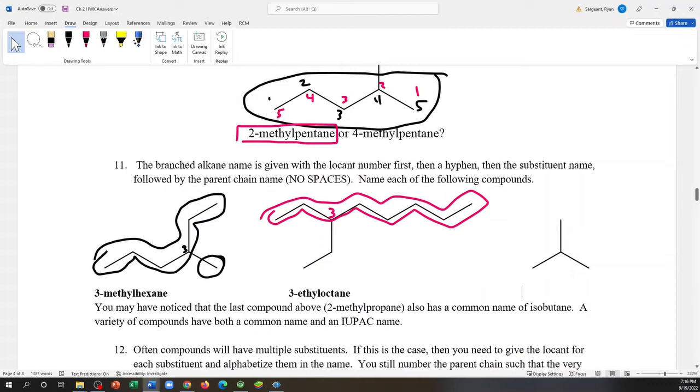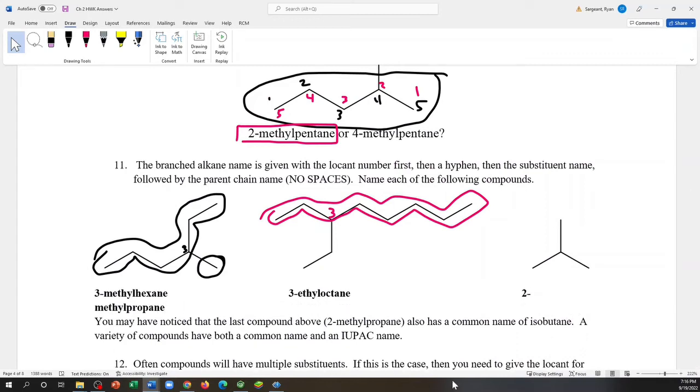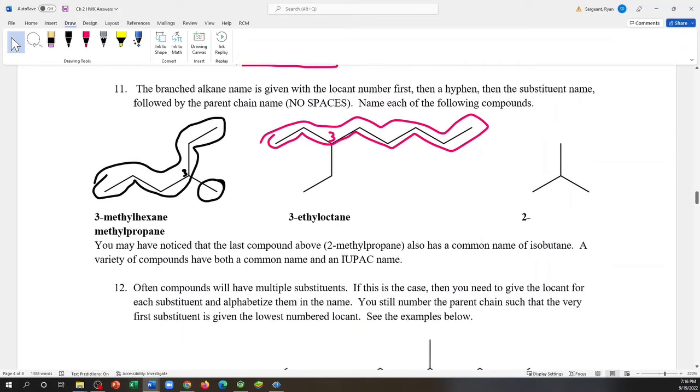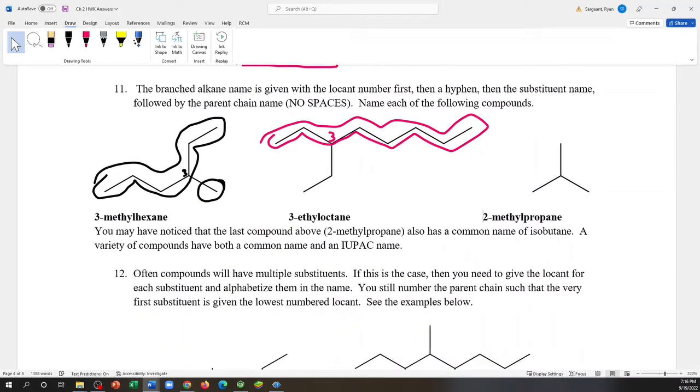You may have noticed that the last compound above, which is called 2-methylpropane, also has a common name of isobutane. A variety of compounds have both common names and IUPAC names. And this is just simply the way that IUPAC has worked. I made the point that I shouldn't refer to this as IUPAC. I should refer to it as a systematic name, because IUPAC accepts both the common and the systematic nomenclature.